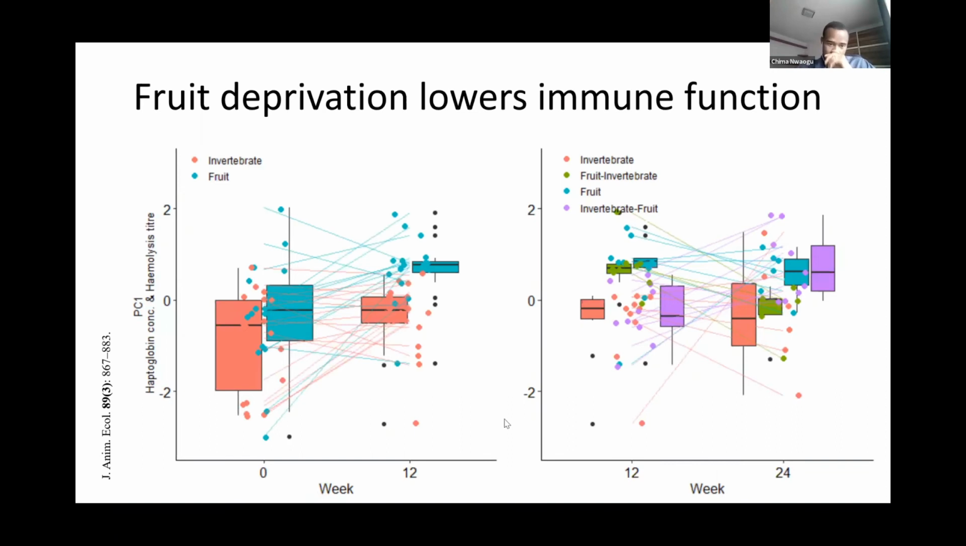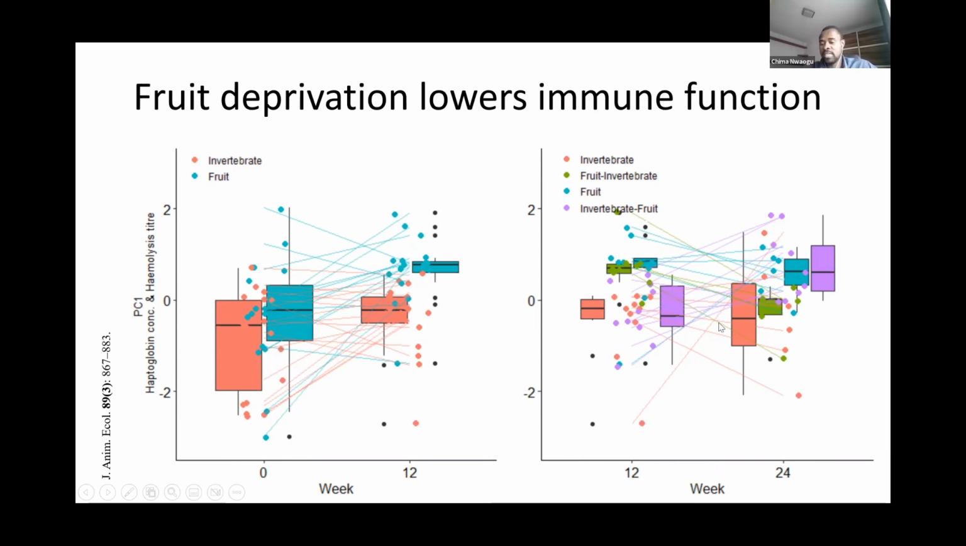So what did we find when we looked at the results? You see that before the experiment started at week 0, there was not a significant difference between birds that would be fed on fruits and birds that would be fed on invertebrates. However, 12 weeks into the experiment, you see that the birds that were fed on fruits had a higher immune function compared to birds that were fed on invertebrates. These groups were then split after 12 weeks to continue for the next 12 weeks.